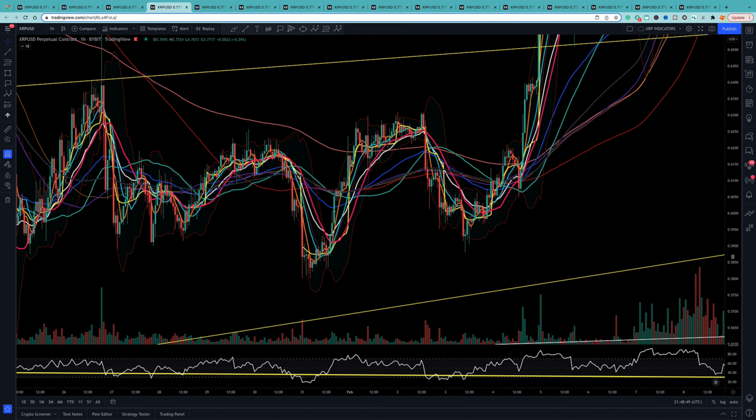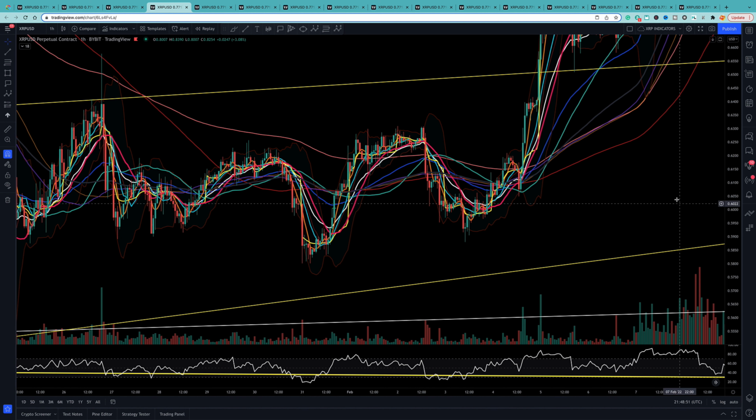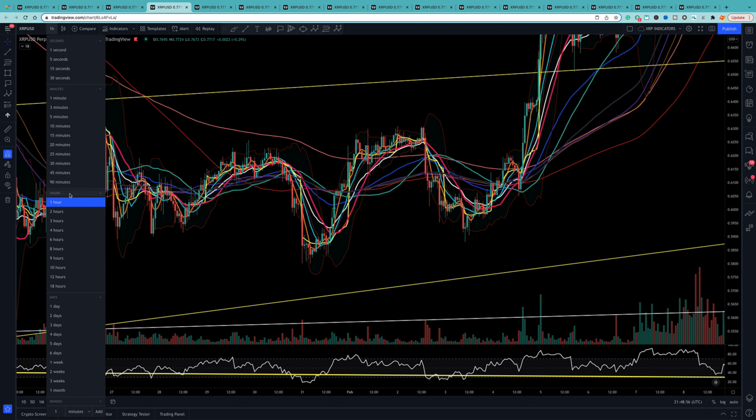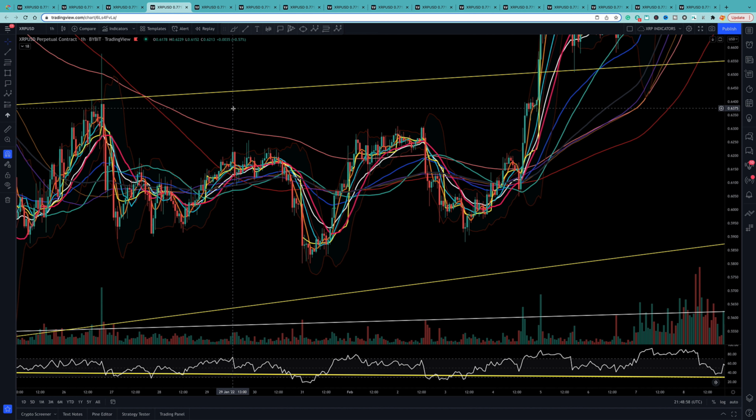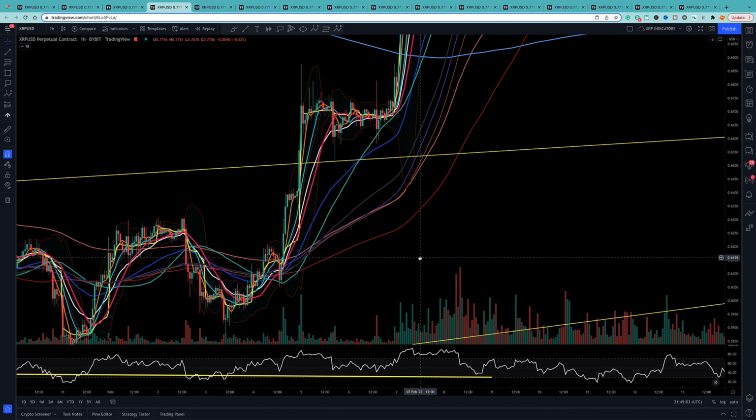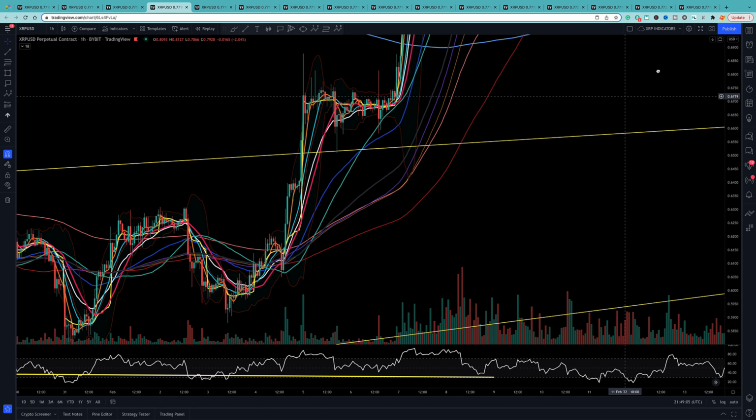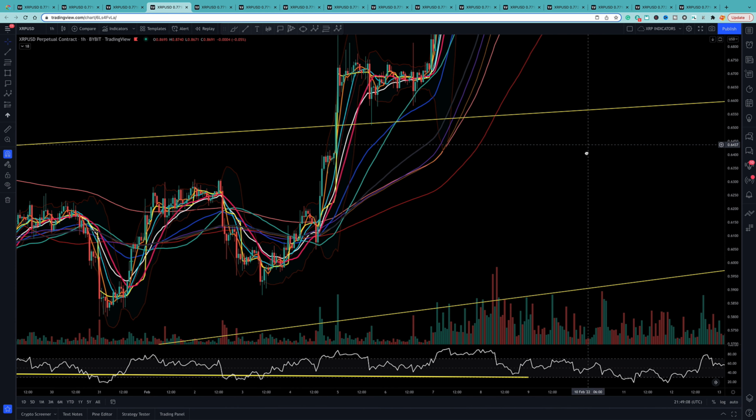Now, if the 5 is underneath and they coil together and then it cuts through going up, that's a breakout going up. If it's the same going down, the 5 and they all come together and the 5 cuts through going down, that's a confirmation of a breakdown. There you go.